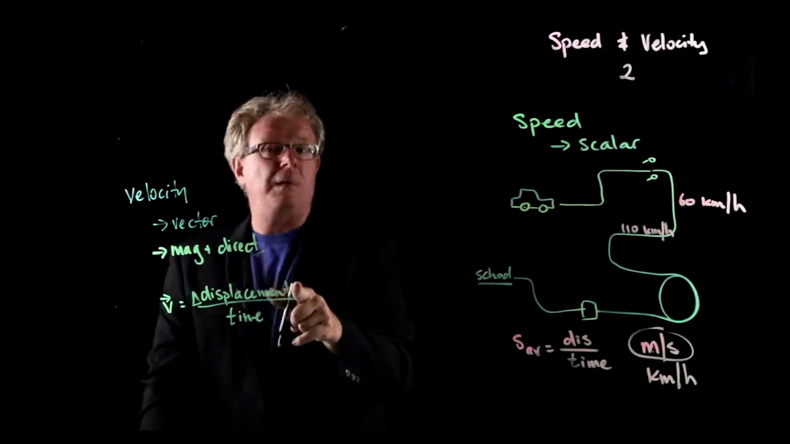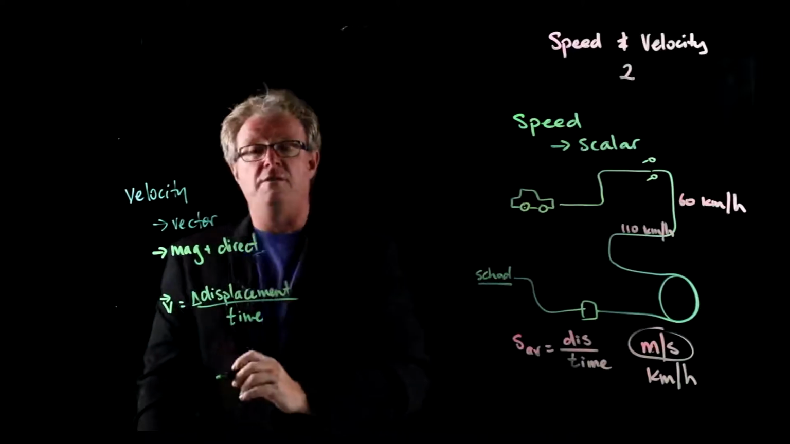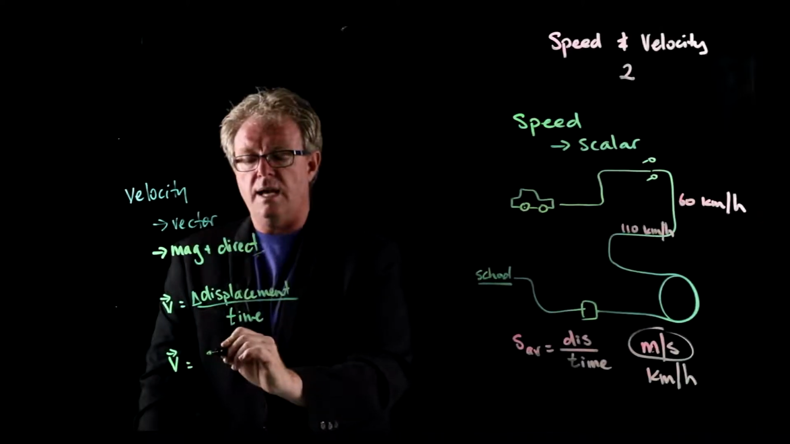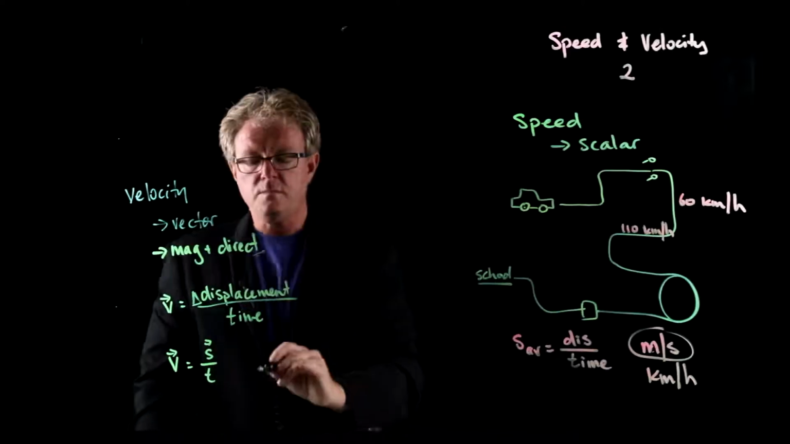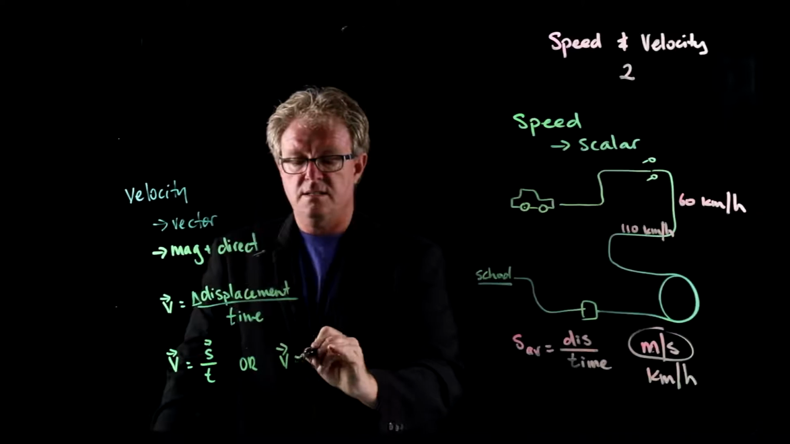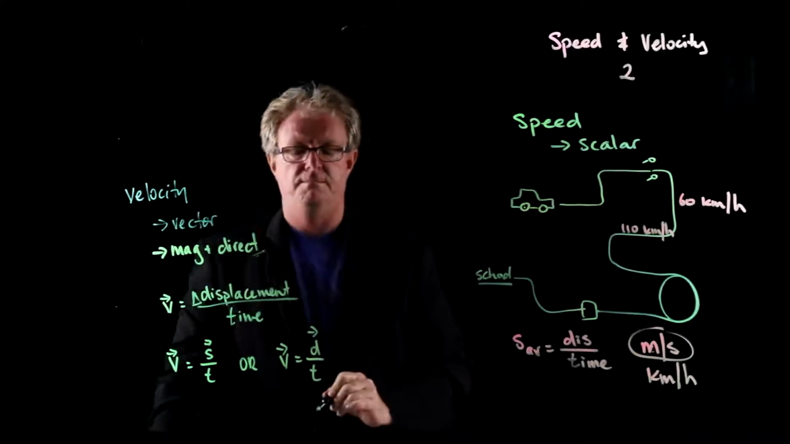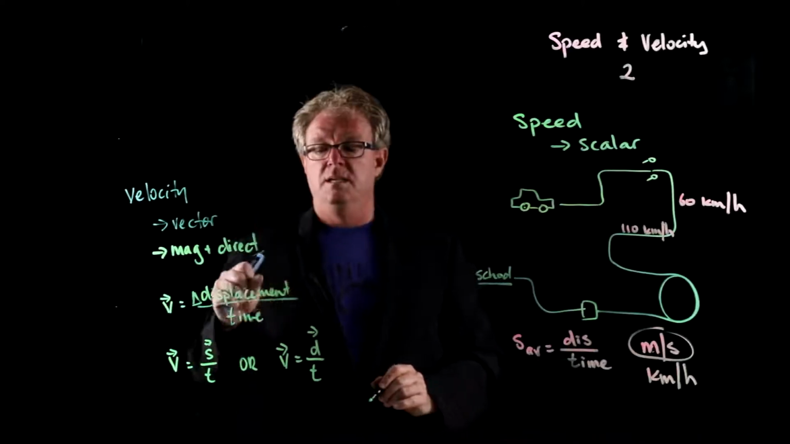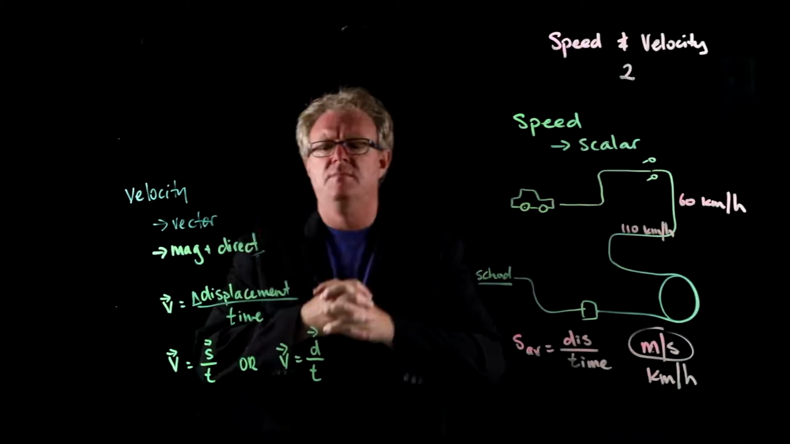We know that since displacement is a vector quantity, therefore our velocity must be a vector. So our velocity is equal to our displacement over time. Or, of course, if you want to use d instead of s, our vector displacement divided by time. So velocity is a vector quantity.